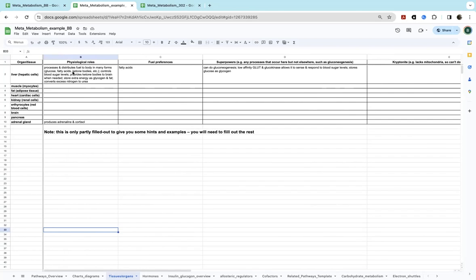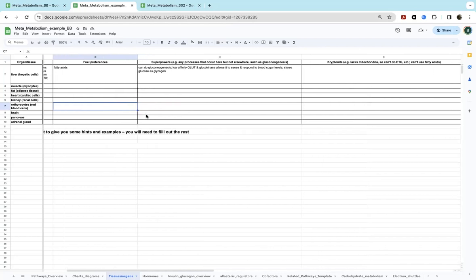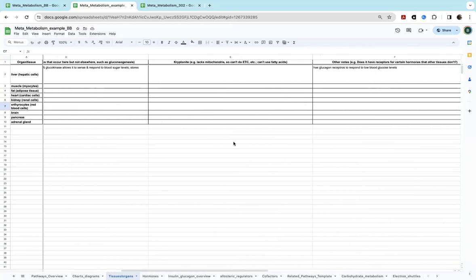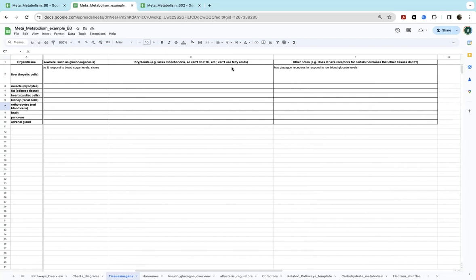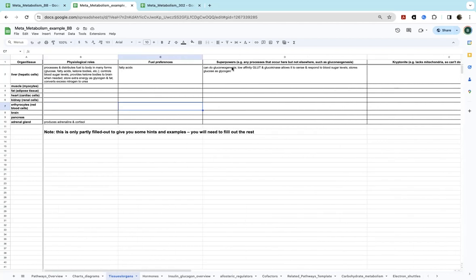So like your liver, it can do gluconeogenesis, but other cells can't. It's got that glucokinase rather than hexokinase, and so it can sense and respond to blood sugar levels. It can process and distribute fuel to the body in many forms. And it prefers to use fatty acids, which makes sense, because if it preferred glucose, it would just eat up all the glucose instead of freeing it for the other cells. And so then you can have other notes, like kryptonite, what it can't do, what it can do.